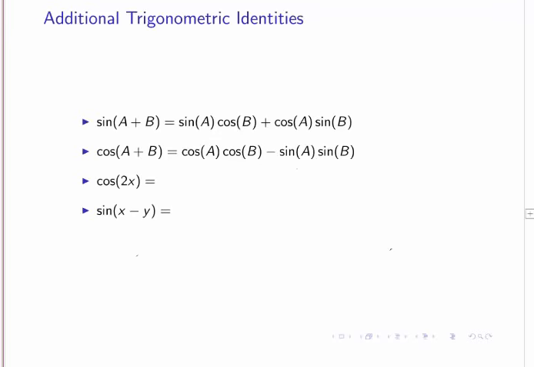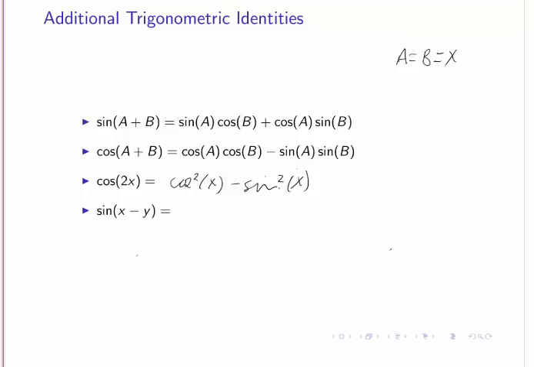There's some trig identities that are quite useful to remember. One is that the sine of A plus B is sine A cos B plus cos A sine B. And another is that the cosine of A plus B is cos A cos B minus sine A sine B. So for example, if we wanted to calculate the cosine of 2x, we could use the second formula, but we'd have to set A equals B is equal to x. And then using that second formula, we'd see that cos of 2x is cos squared of x minus sine squared of x.